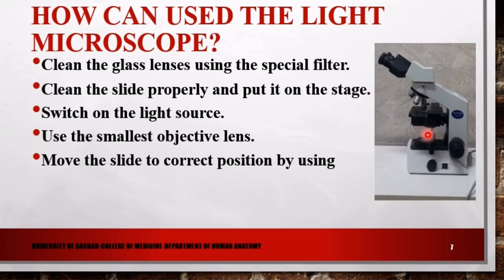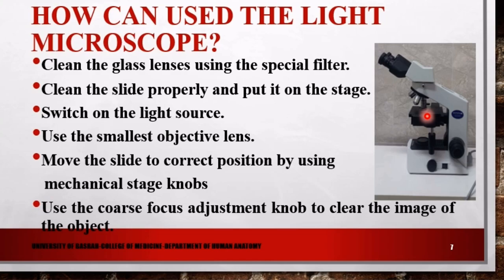Move the slide to correct the position by using of mechanical stage knobs. Use the coarse focus adjustment knob to clear the image of the object. When we use the small lens 4x or 10x, we use the coarse adjustment knobs.